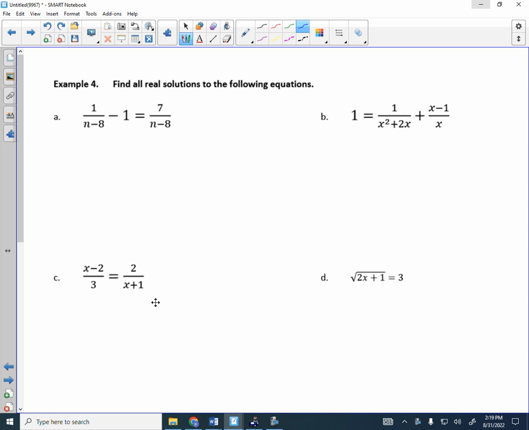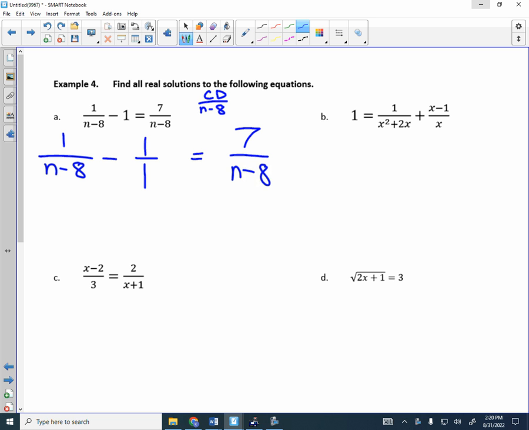And so these look complicated. There's multiple ways of solving these. I'm going to give you what I believe is the easiest way to solve them, and that is by identifying the common denominator. So if this is 1 over n minus 8 minus 1 over 1 is equal to 7 over n minus 8, what would be the common denominator that those all multiply to? n minus 8. So the common denominator is n minus 8.